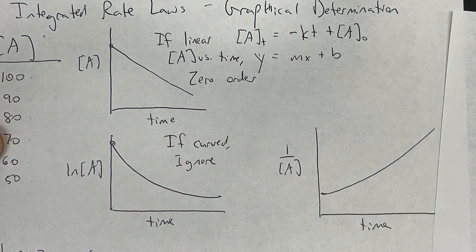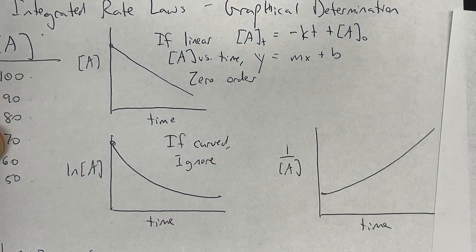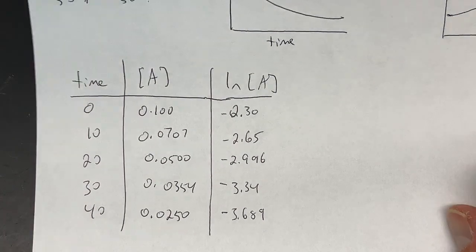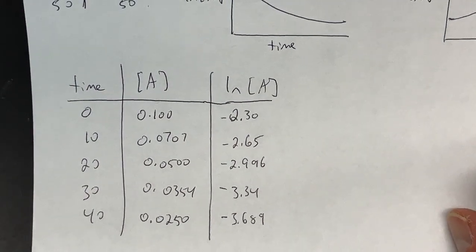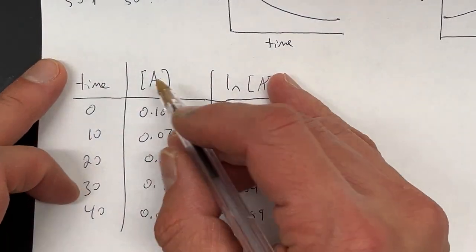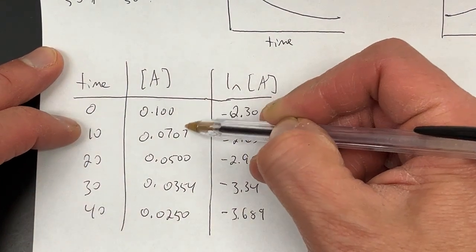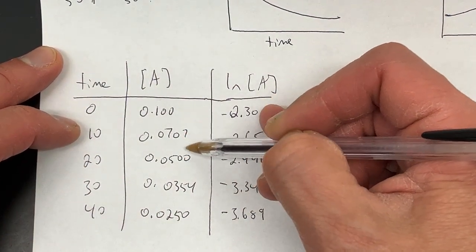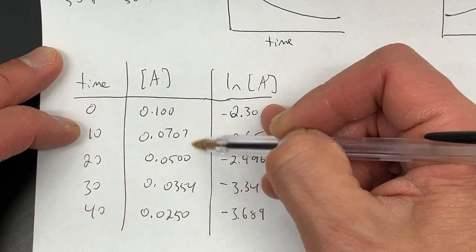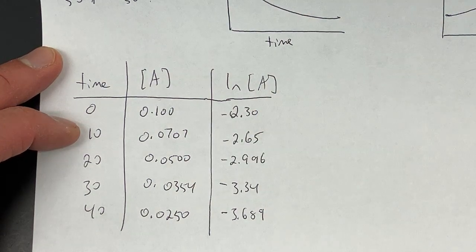Okay, so now I'm going to go to the next set of data. The next set of data looks like this. So let's say I have time versus A of t, and I can see that these intervals are not the same all the way through. So this is not the same, this is not the same, these are not the same intervals.